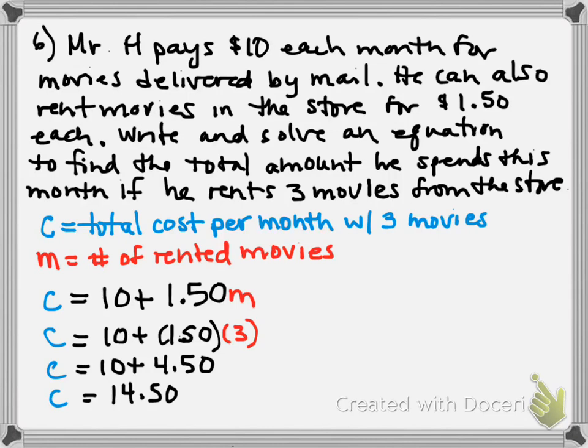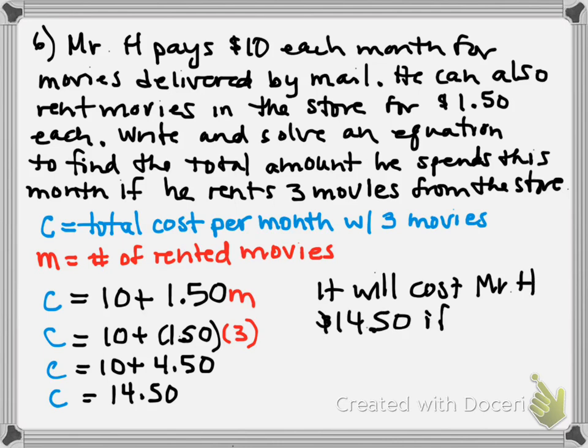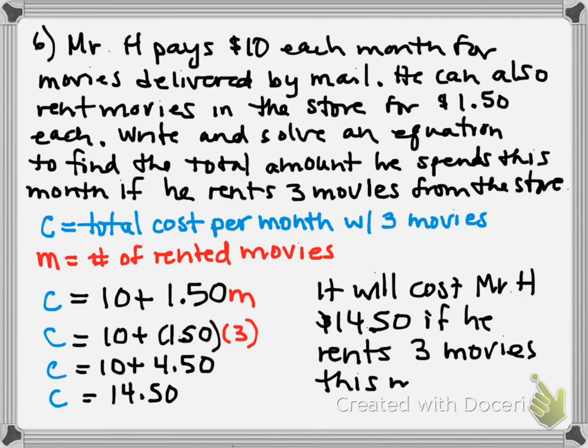So the answer is it will cost Mr. H $14.50 if he rents 3 movies this month. Okay, so our goal is to start writing our answers to word problems as a sentence so that the $14.50 has a context.